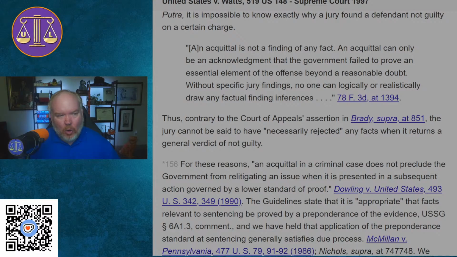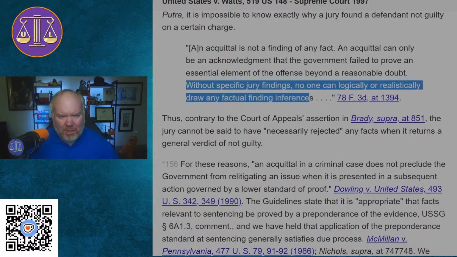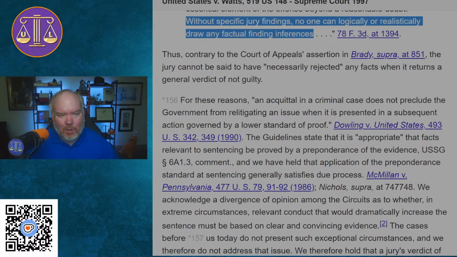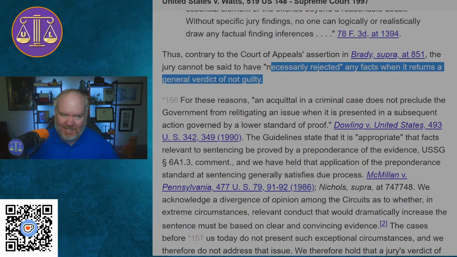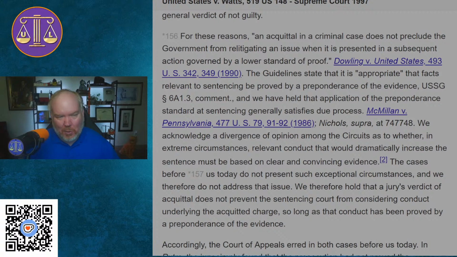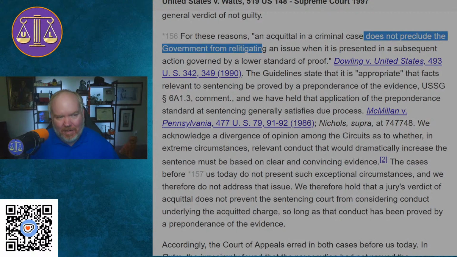Any acquittal can only be an acknowledgement the government failed to prove an essential element of the offense beyond reasonable doubt. Without specific jury findings, no one can logically or realistically draw any factual findings. Thus, contrary to the Court of Appeals' assertion in Brady, the jury cannot be said to have necessarily rejected any facts when it returns a verdict of guilty. They didn't make any findings of fact, or at least none that we're aware of. Who knows what's going on in that jury's mind? There's no findings of fact implicit in an acquittal. That's a dumb thing to think.